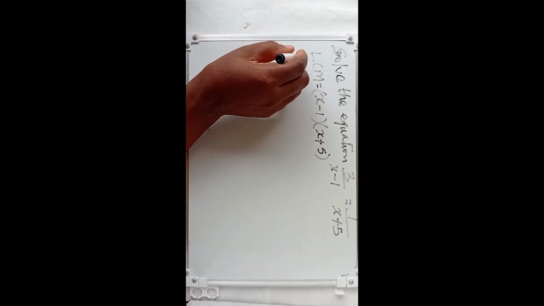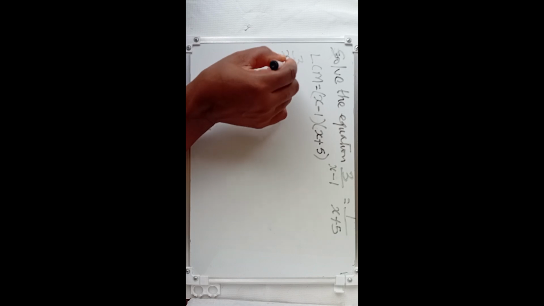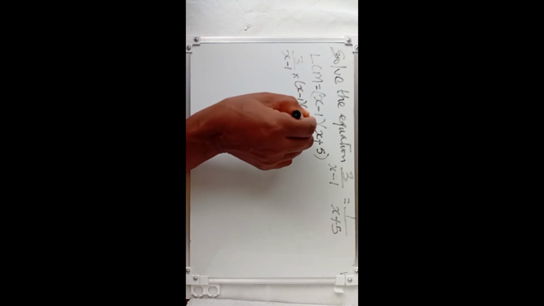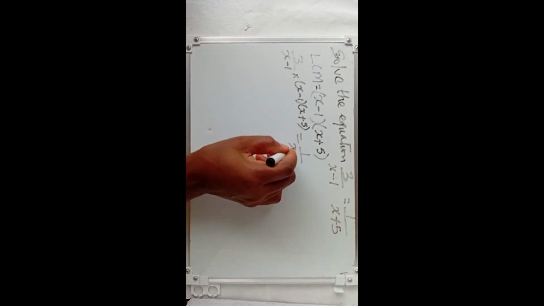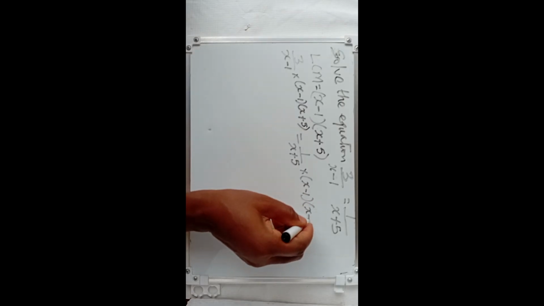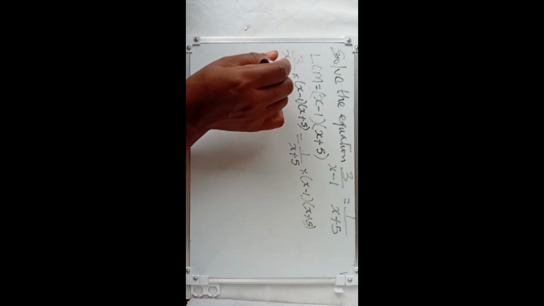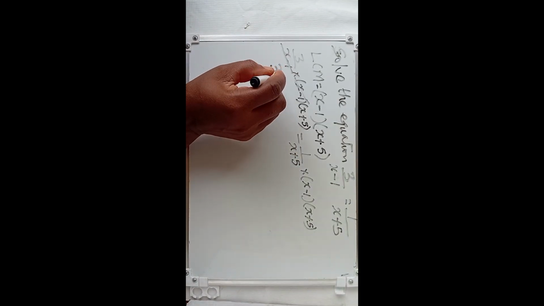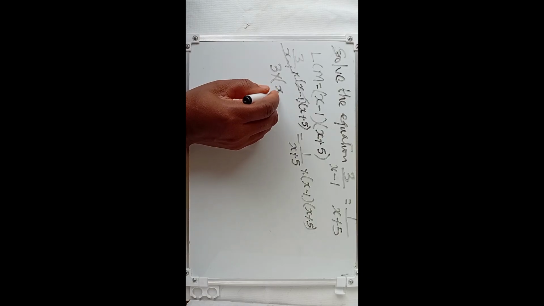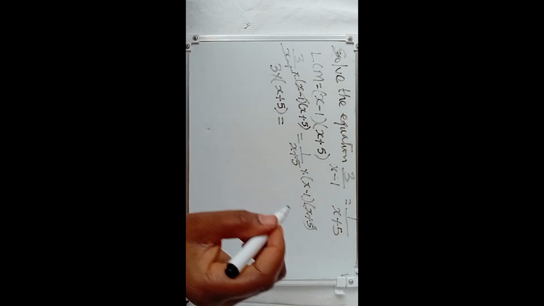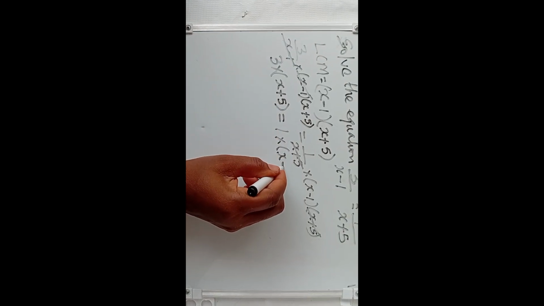So we multiply both sides of the equation by this LCM. This gives us 3 over x minus 1 multiplied by x minus 1 into x plus 5 equals 1 over x plus 5 multiplied by x minus 1 and x plus 5. X minus 1 cancels x minus 1. We are left with 3 multiplied by x plus 5. X plus 5 cancels x plus 5. We are left with 1 multiplied by x minus 1.